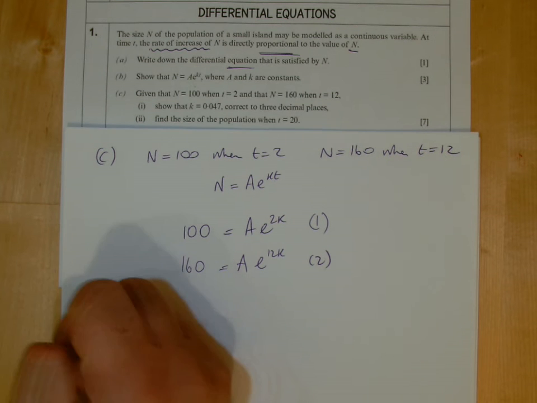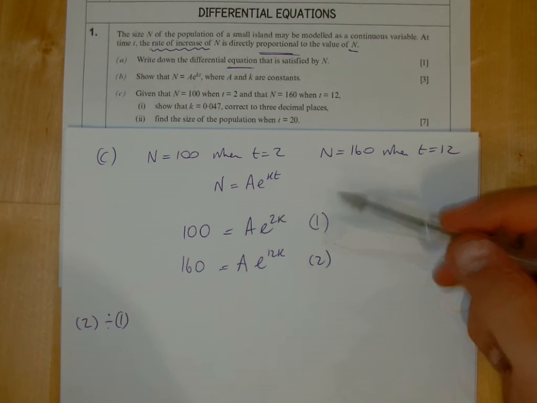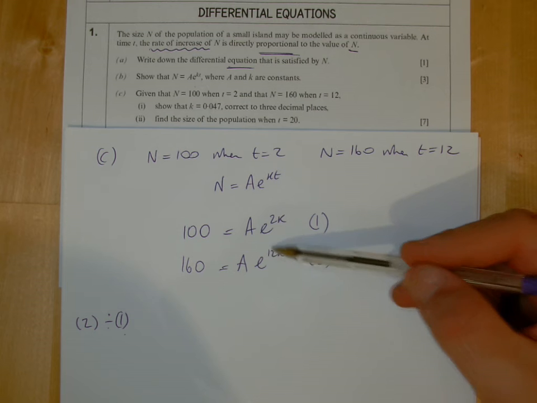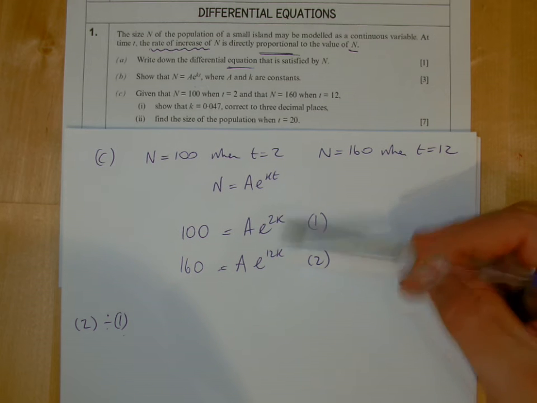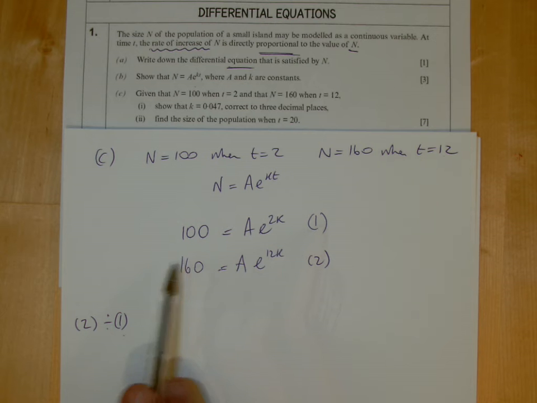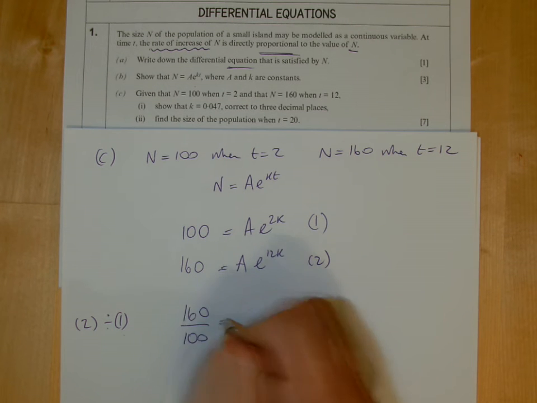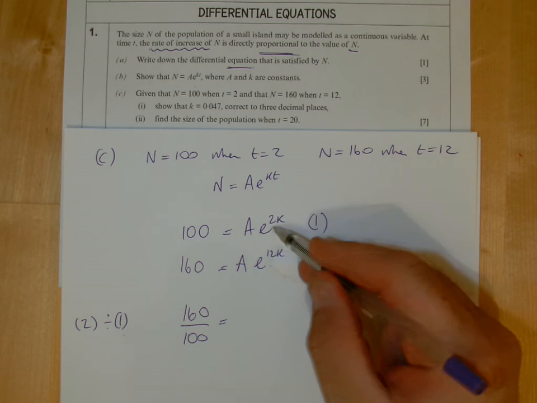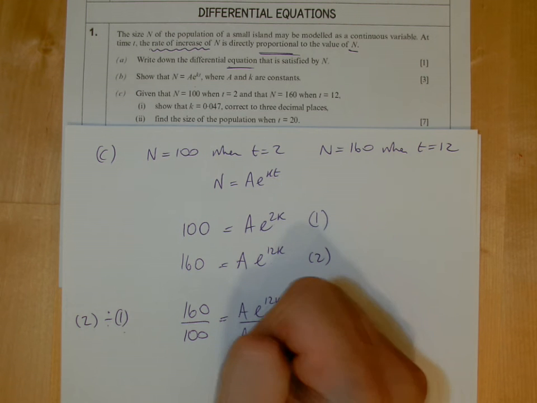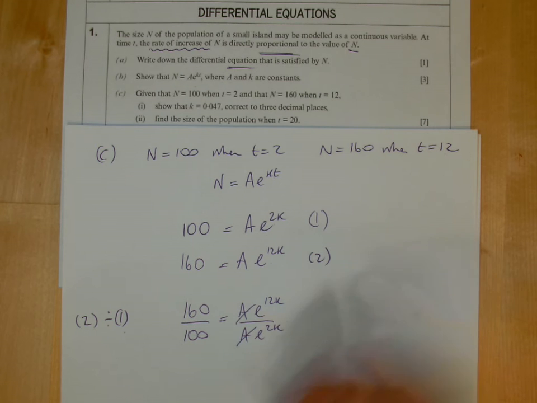And the best way to do that is just to do 2 divided by 1, or divide them. The reason I've said 2 divided by 1 is because if you look at number 2, it's got the highest power, a higher power than that. So if I divide them, let's look at the left-hand side: 2 divided by 1 will just be 160 divided by 100. And on the right-hand side, this divided by this will be ae to the power 12k over ae to the power 2k. And what you'll notice then is the a's will cancel.